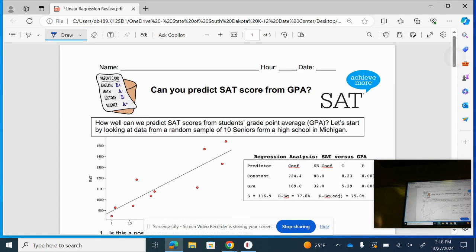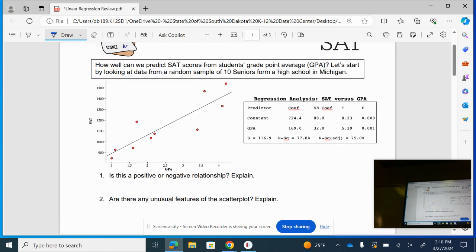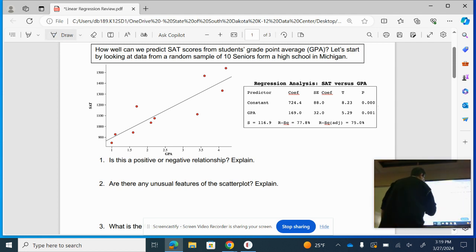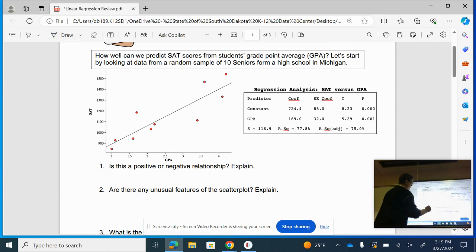Can you predict SAT from GPA? This is a really good review. I'm going to tell you this stuff will be on the AP exam, so you want to make sure that you study this stuff. Every student I've got should be able to get stuff off this one. Okay, is it a positive or negative relationship? We, of course, are looking at this line here, and we find that it is positive.